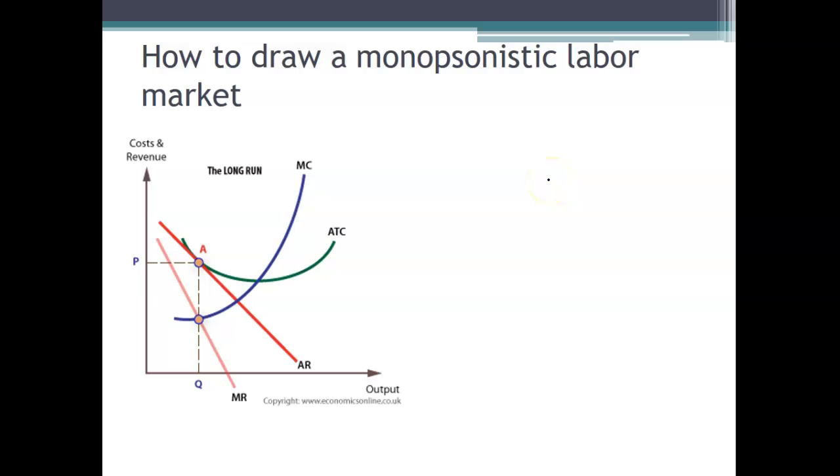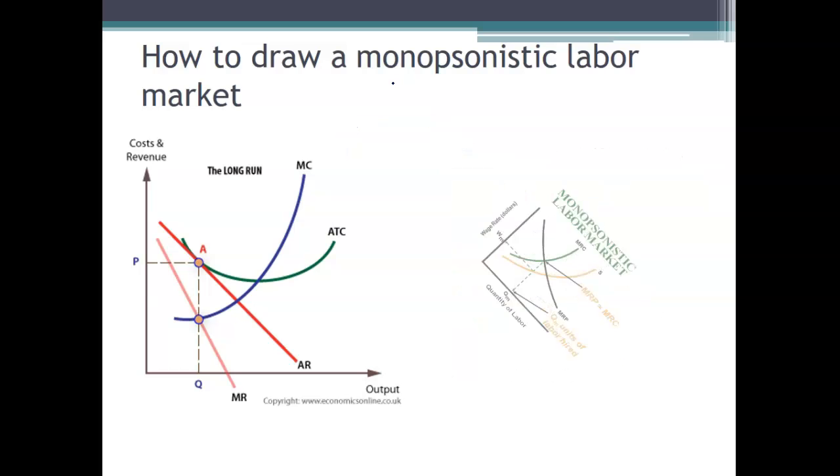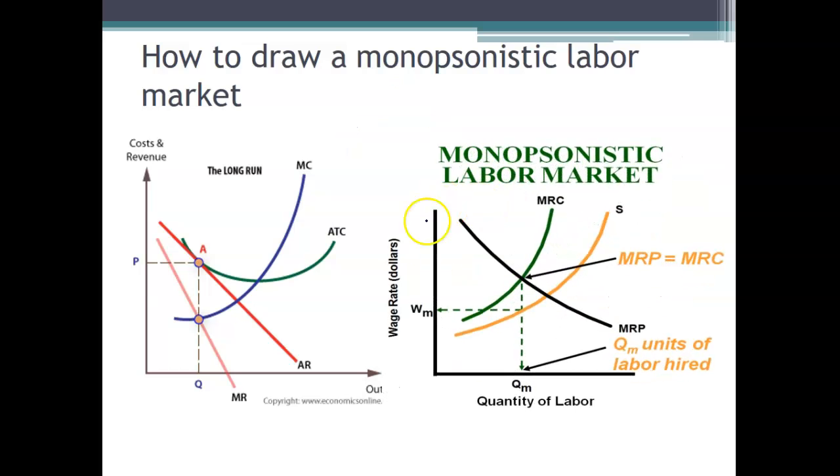So how do we draw the monopsonist labor market? Well, again, here we have the product market from beforehand. So what we're going to do is flip it over. Okay, I know it sounds a little ridiculous, but just go with me for a second. Here's what it's going to be. We have the downward sloping MRP, which doesn't change from perfect competition. But now we have that supply curve, which was my wage rate from before, and my MRC.